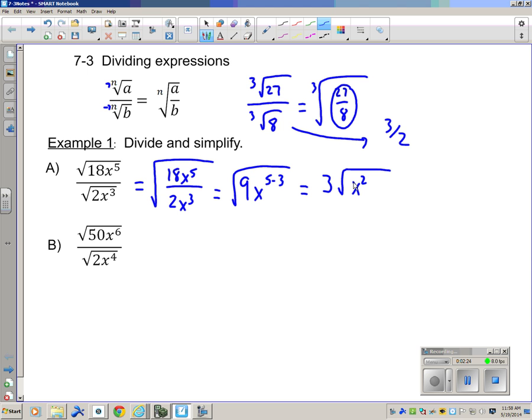And then we've got the square root of x squared. And if you don't know, you can just pull it apart. Remember, this is like a little 2 out there. Since there's a pairing there, it ends up being 3x.